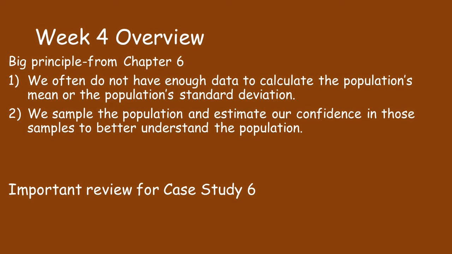One of the big principles to review from Chapter 6 is that we often do not have enough data to calculate the population's mean or the population's standard deviation, but yet we need to make decisions about that population, and you can't proceed unless you have some data. So we sample the population and estimate our confidence in those samples to better understand the population before making some decisions. That's a key concept to remember when you take on case study number 6 this week.